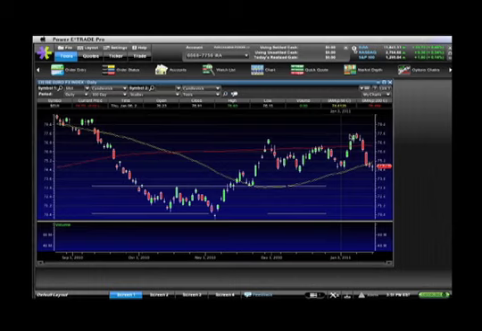Now, what I would have loved to have seen today, Rick, you know, this thing may end up being a hammer. We still have a few more minutes to go. But the hammer in and of itself wouldn't be enough to get me to take the trade. I'd want to have some follow-through confirmation. What about you on that trade?